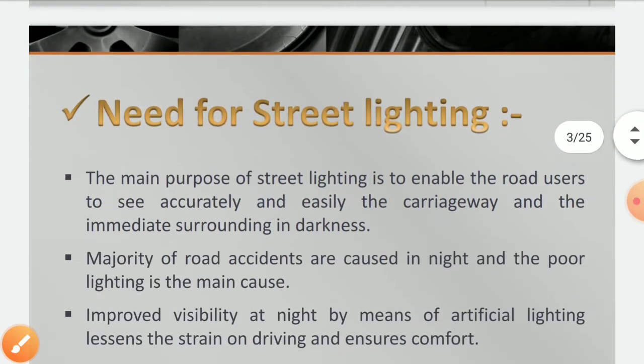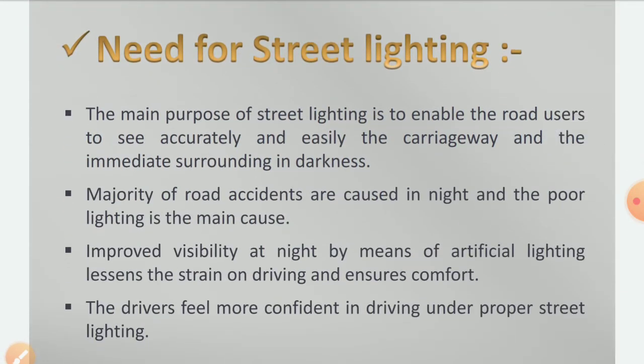So, why is street lighting required? The main purpose of street lighting is to enable road users to see clearly and easily carry on in the darkness. The need of street lighting is to make road users go smoothly. The majority of road accidents happen at night, and poor lighting is the main cause. That is why street lighting is required.